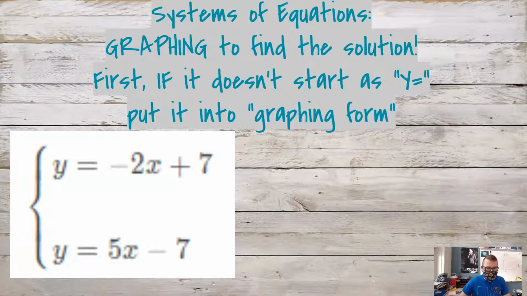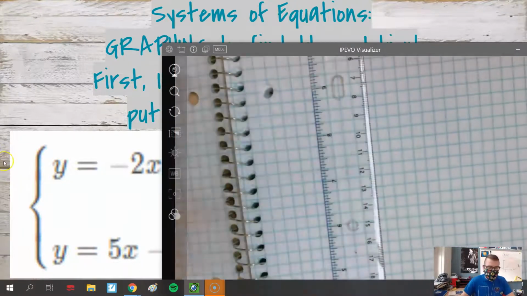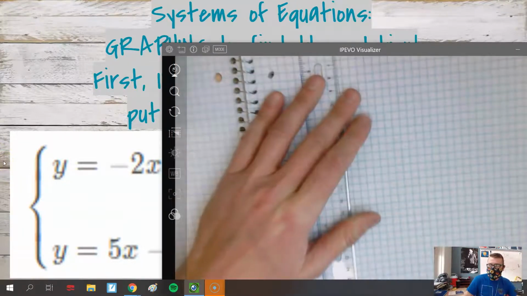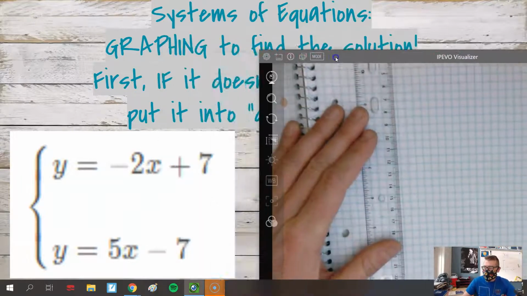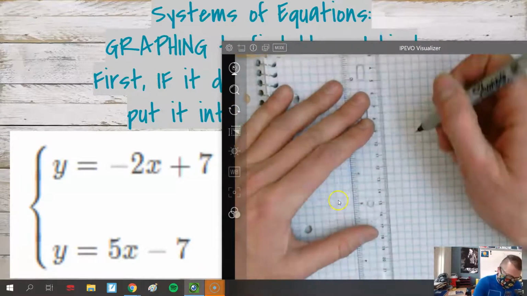So XY axes. Colin, you messed everything up. Catch up with us. XY axes, like the size of a paper pretty much. Do your y-intercept first, then do your slope.